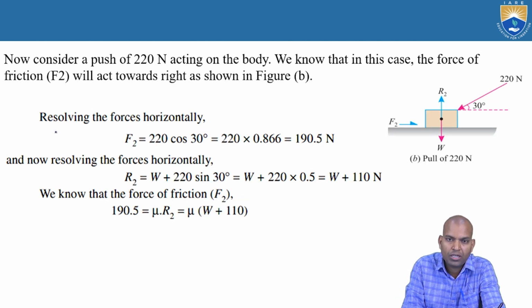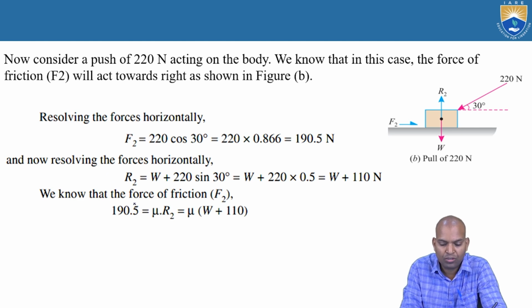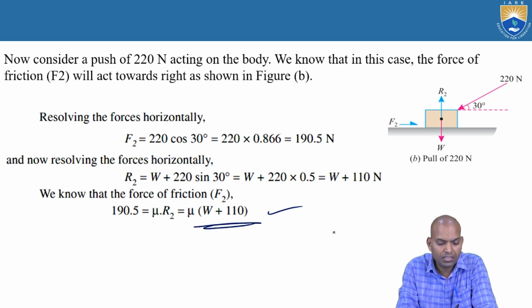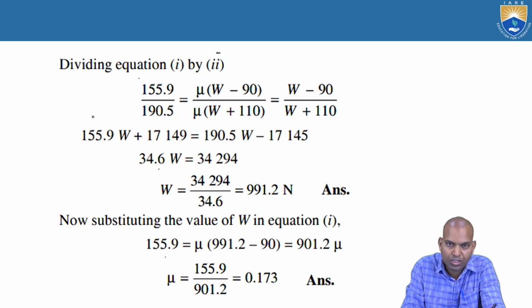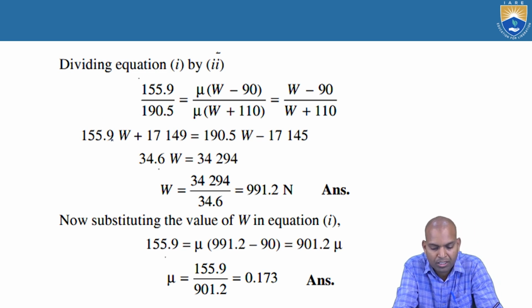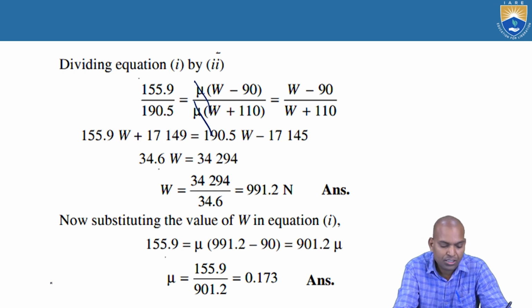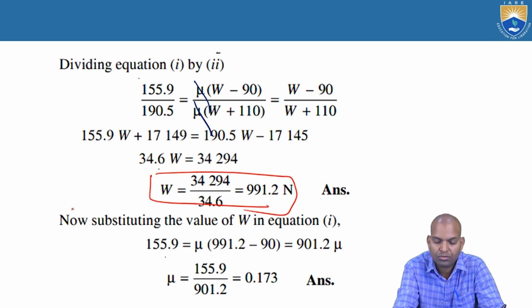Now the other case, the push of 220 newtons at an angle of 30 degrees. Again resolve horizontal and vertical forces. That is F2 equal to 190.5 and R2 equal to W plus 110 newtons. Now F equals mu times R2, that is 190.5 equals mu times (W plus 110). That is equation 2. From equation 1 and equation 2, divide equation 1 by equation 2: 155.9 by 190.5 equals mu times (W minus 90) by mu times (W plus 110). Cancel mu and obtain the value of W. The W is 991.2 newtons.